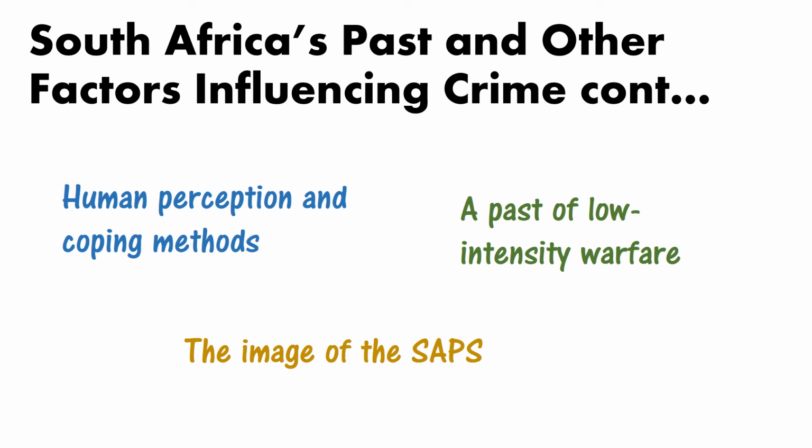If we look at the image of the SAPS during the apartheid era, the police were seen as the pawns of the government. So the police force was demilitarized and was changed to a service for the people. Although the staffing of this newly transformed police service was largely representative of the South African population, a negative popular opinion persisted towards policing in South Africa.